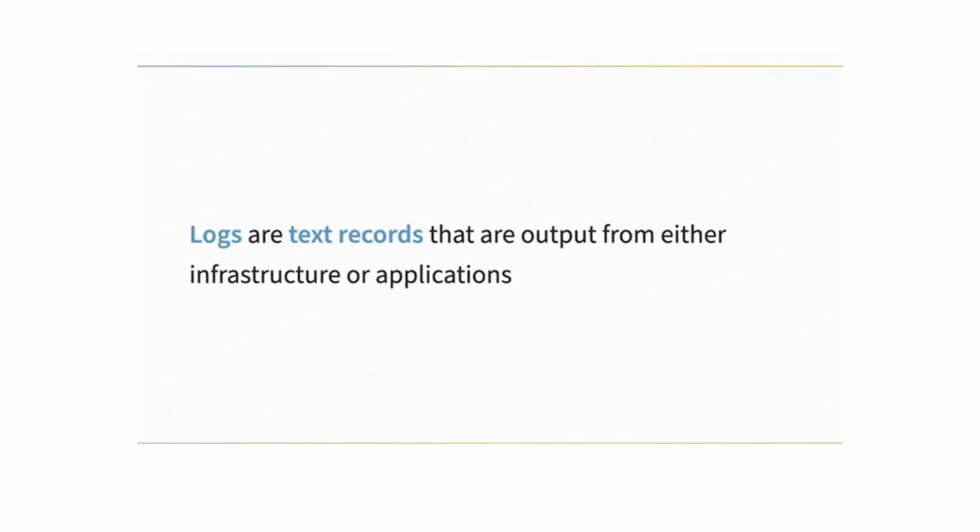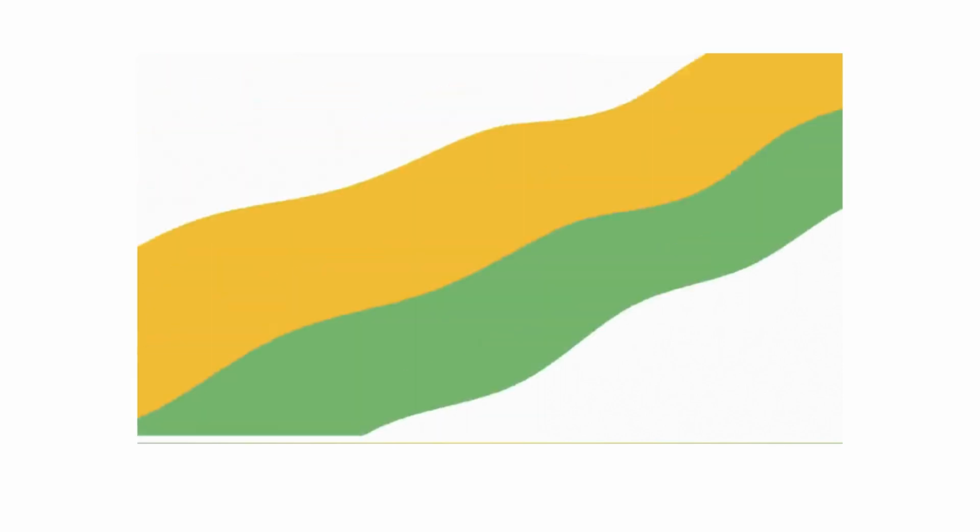Logs are text records that are outputs from either infrastructure or applications. They are usually a representation of what is going on within your service or infrastructure. Different services come with some default logs. However, when building services, software developers can define custom logs for their services as well. For instance, you can log the requests and responses that go through your system.